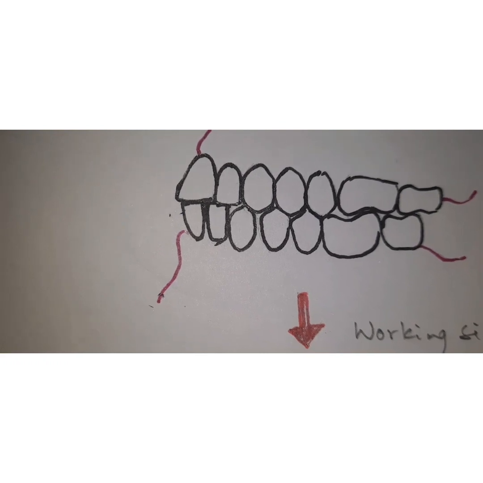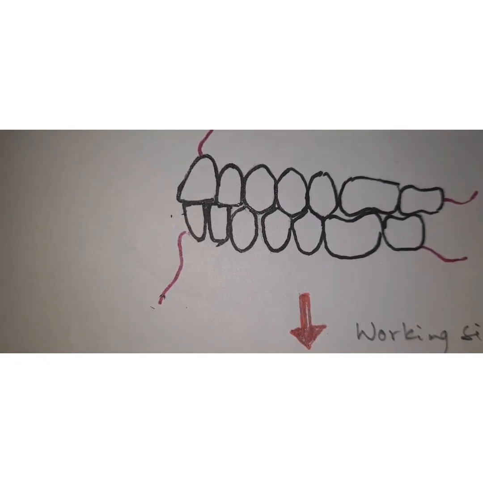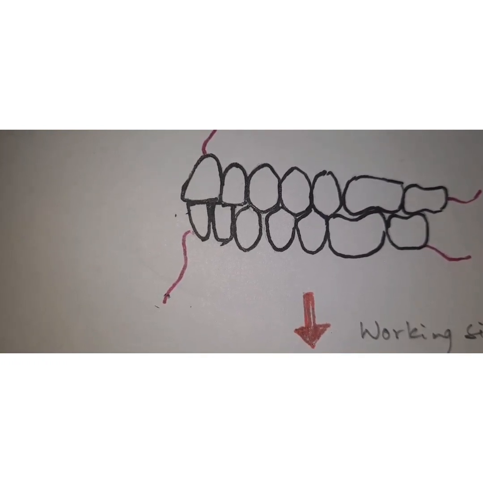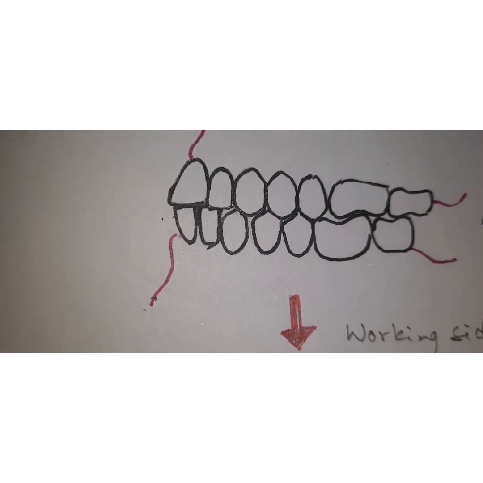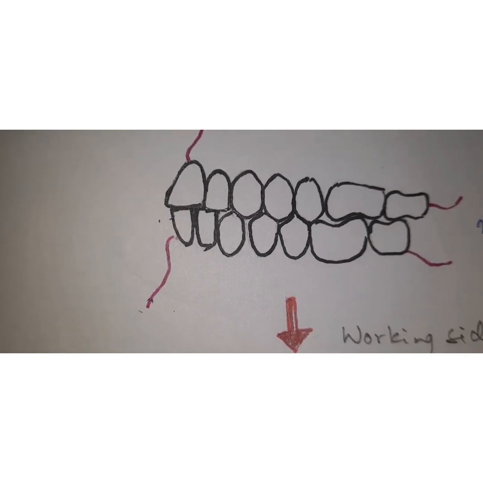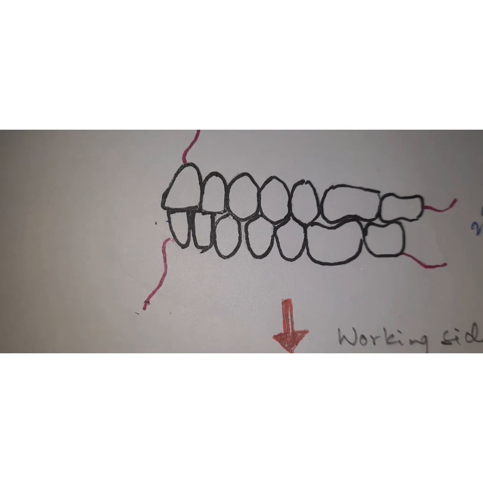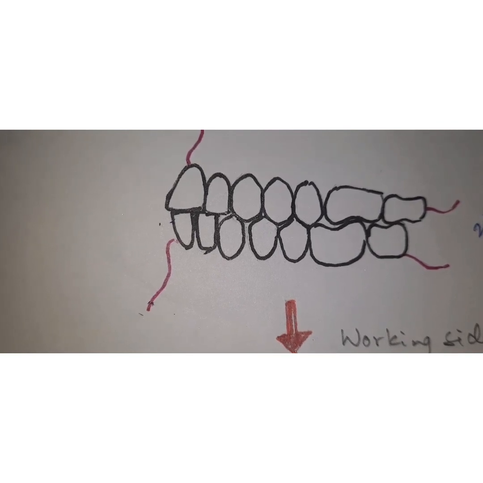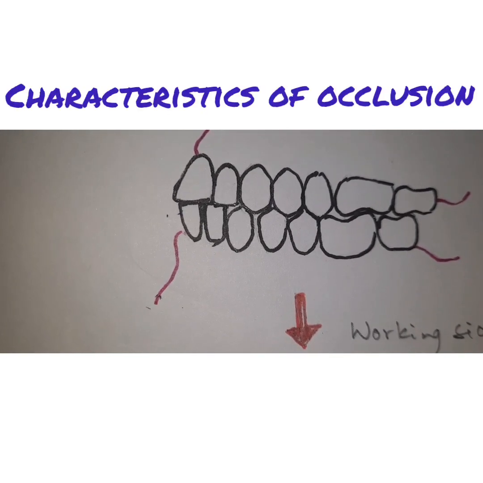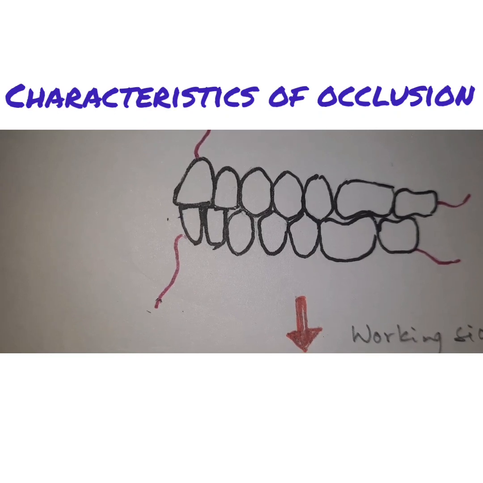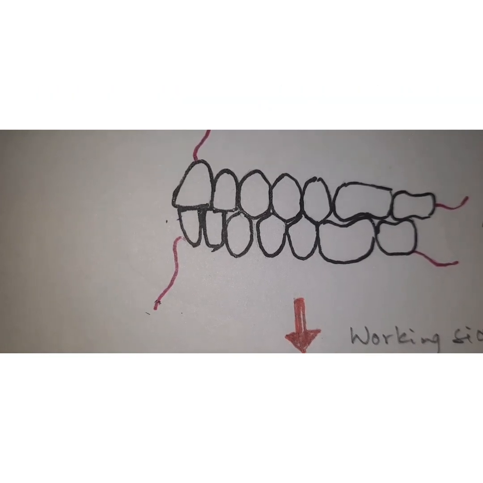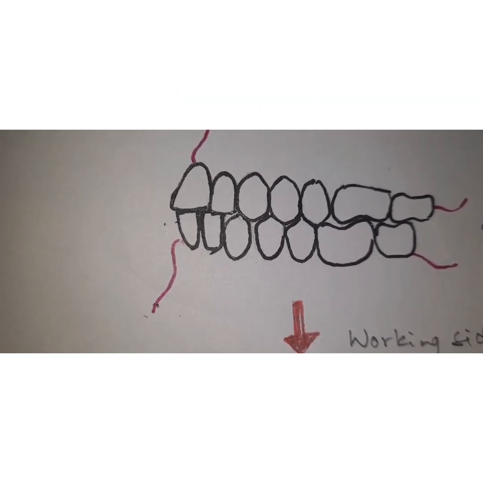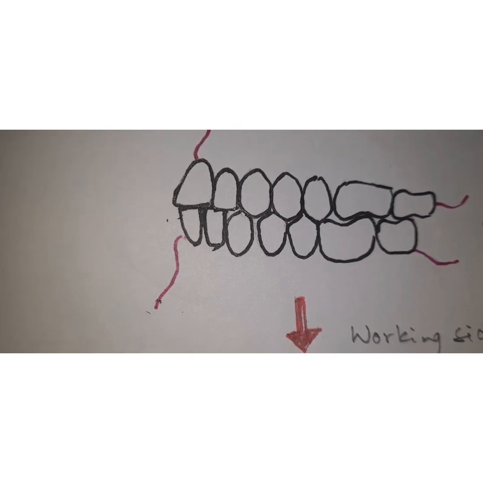Group function was first advocated by Clyde Schuyler in 1929. This concept of occlusion was widely accepted and was used in restorative dentistry. The characteristics of this type of occlusion, as listed by Barron in 1969, are that the teeth should receive stress along the long axis of the teeth.